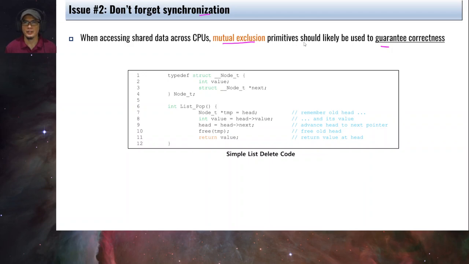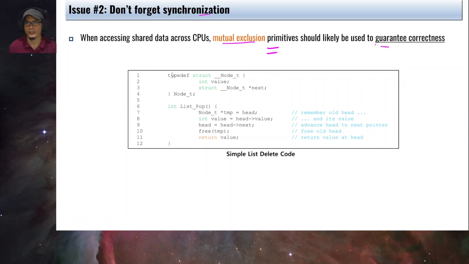And there should be a mechanism to use certain primitives to guarantee the correctness of the execution. Otherwise, it will mess up the data structure.